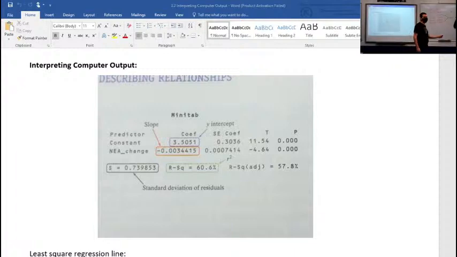So a lot of times the AP test will like to give a certain readout of like a computer program for regression lines and ask you to interpret them and know what they mean. So we're going to take a look at that today.